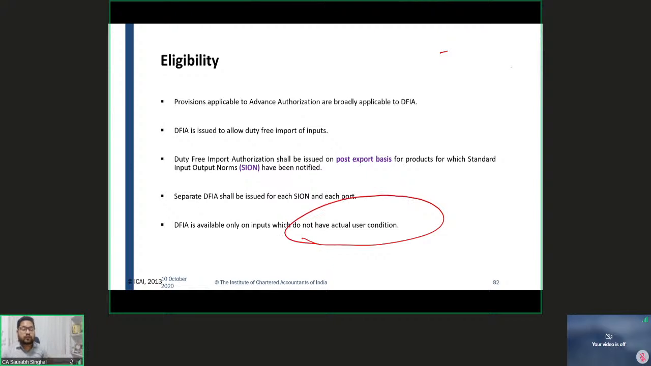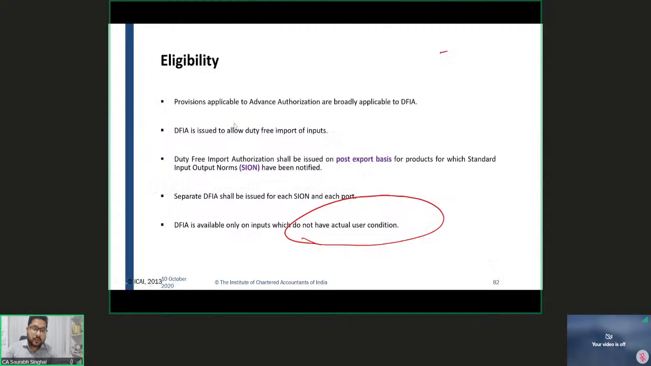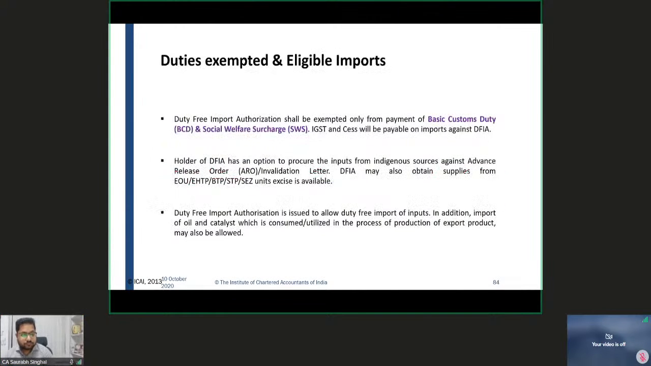DFIA is allowed only on inputs which do not have an actual user condition. So if you go to CEON, and this is the CEON, some inputs have this note: CEON shall be operated under actual user conditions. If your product has inputs which has actual user condition as a note, you can't take DFIA, because for those products, whatever inputs you import have an actual user condition. Actually, it should be used in the product that is exported for which DFIA or advance authorization is claimed. So if your product has inputs as per CEON which has actual user condition, no DFIA for it. You will get a DFIA for basic custom duty and social welfare surcharge only. IGST and cess will be payable.